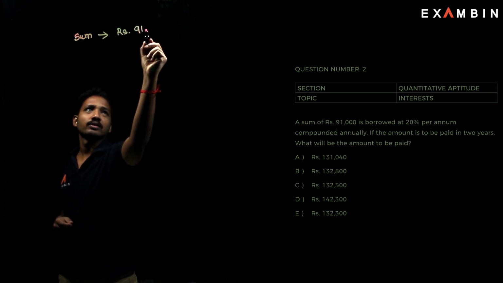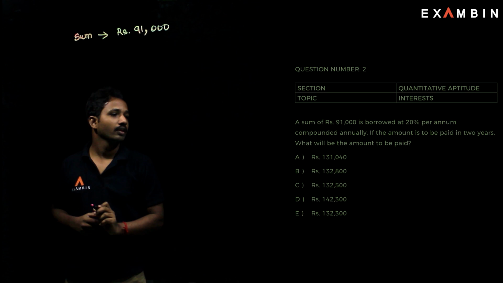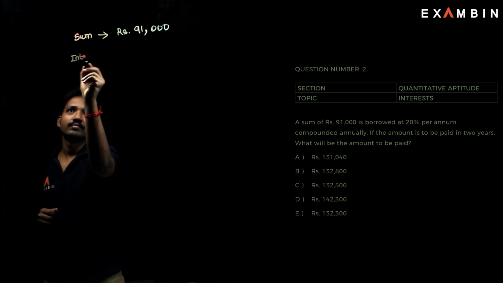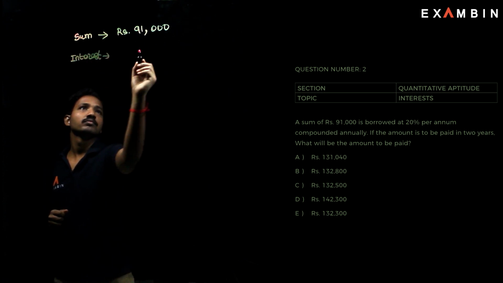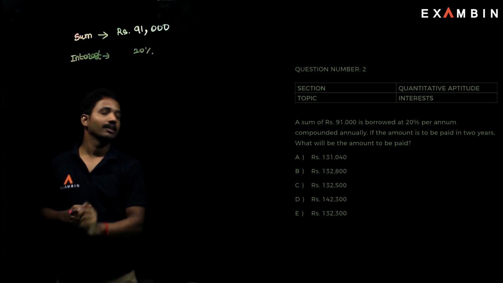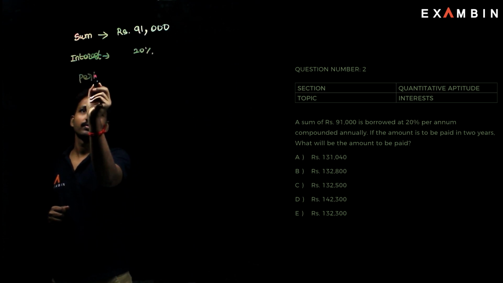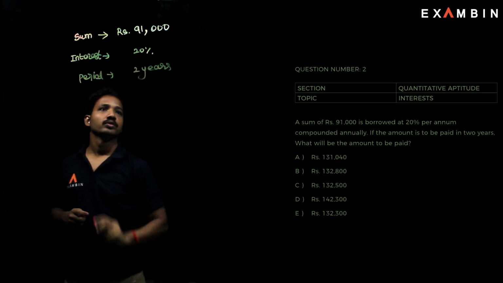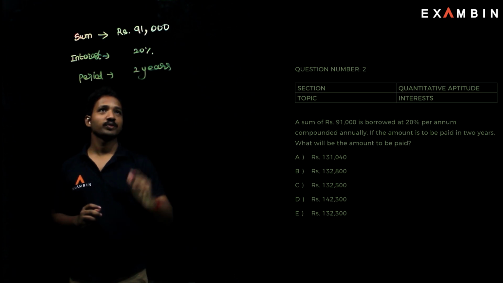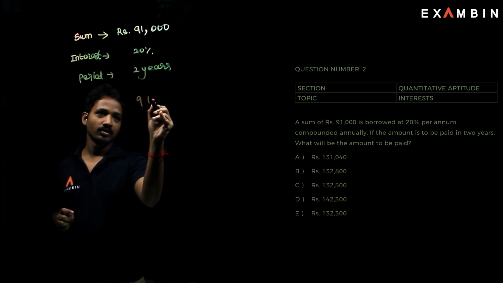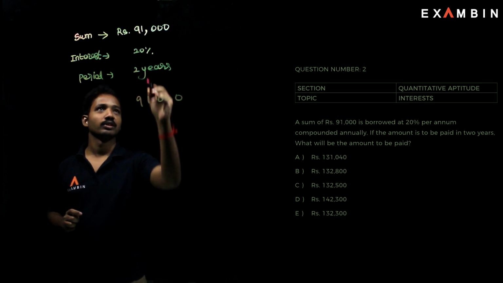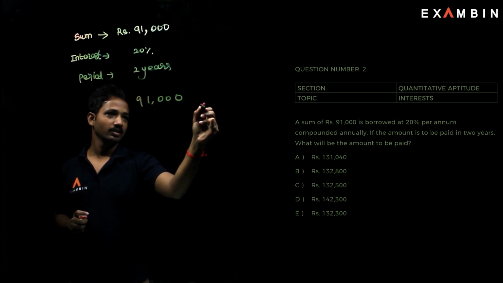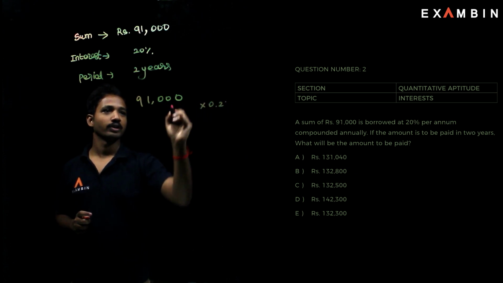So the data given in the question is, the total sum is rupees 91,000. And the interest rate is 20%. And the period is 2 years. So what will be the amount after 1 year? It's as simple as this: 91,000 plus 20% of 91,000. 20% means multiply it by 0.2.